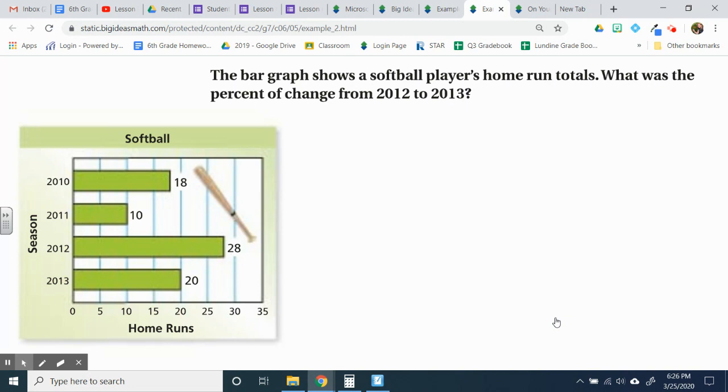So I wonder if this might be Olivia's baseball. I think, Olivia, do you play softball?